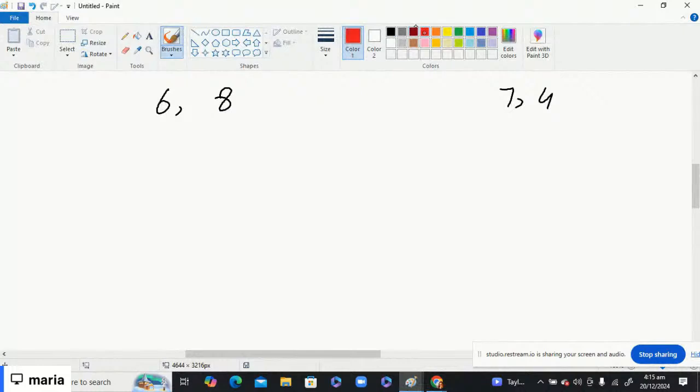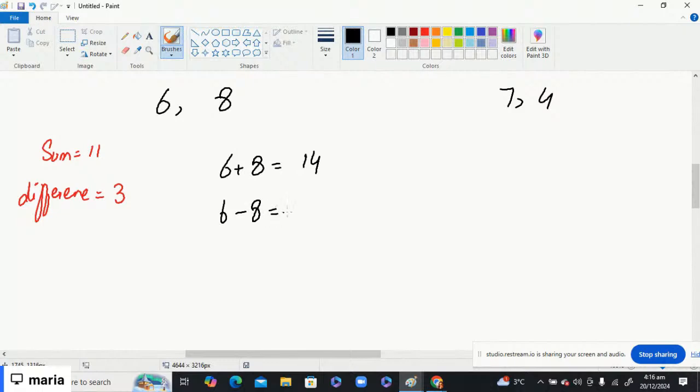We are finding it out: sum 11 and the difference is 3. Let's do it. So first of all, 6 plus 8, that is 14. 6 minus 8, that is minus 2. Is it? No. Let's move to 7 and 4.